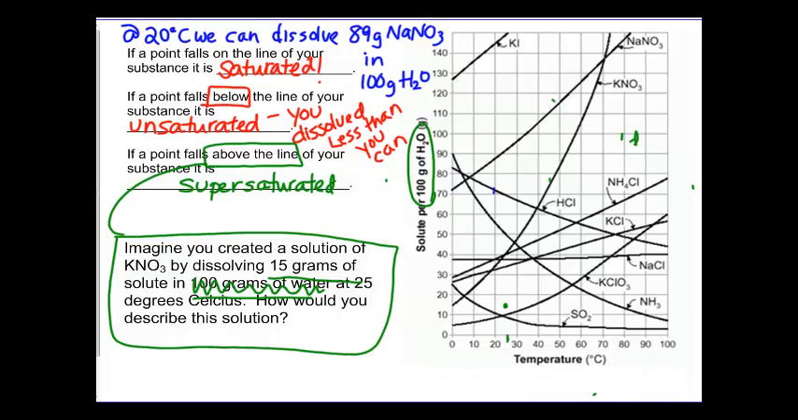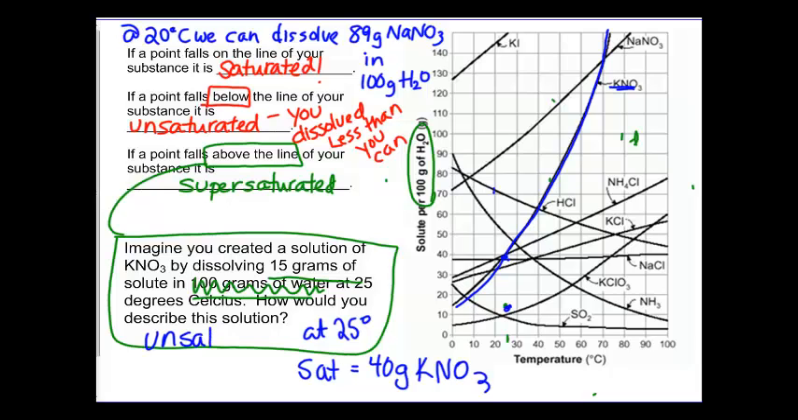What can be tricky is the names of these things. So KNO3 is right here. Make sure you're looking at this line on your curve. Okay? So at 25 degrees, to be saturated, I would need about 40, right? I've only dissolved 15 grams. See how my point falls below the line? So I would describe this solution as unsaturated, because I haven't dissolved as much as I possibly can.